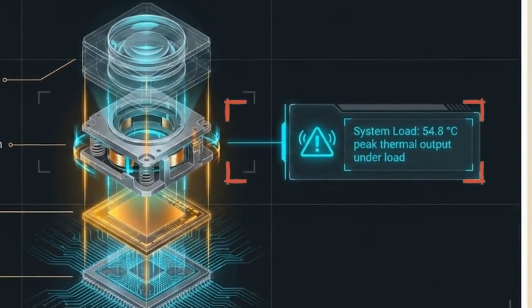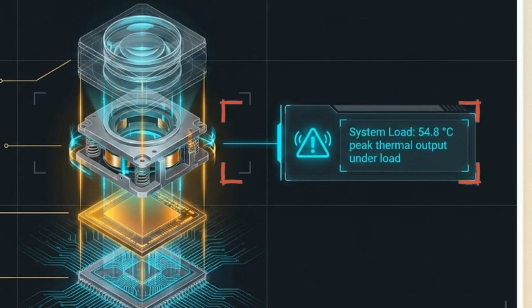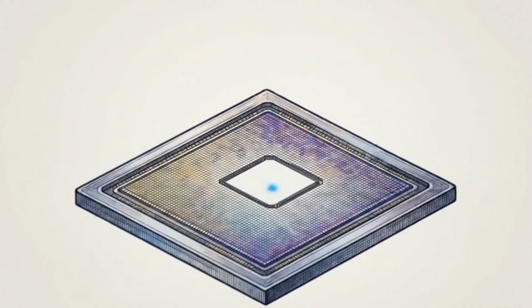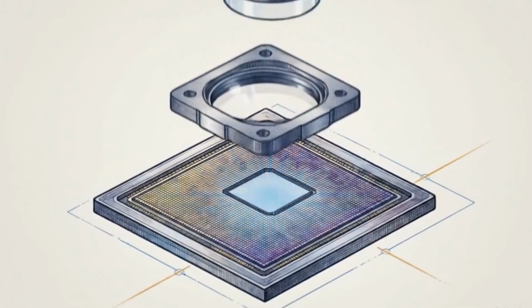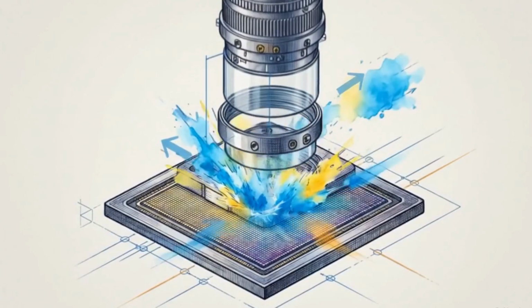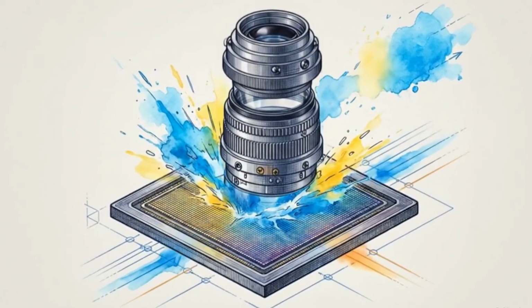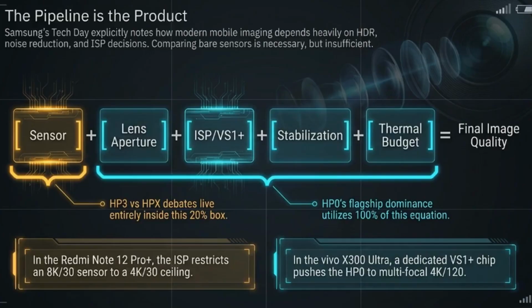Pushing multifocal 4K video at 120 frames per second generates an extreme 54.8 degrees Celsius thermal load. The HP0 is an aggressive optical and computational machine. The 200 megapixel silicon is merely the foundation it sits upon.